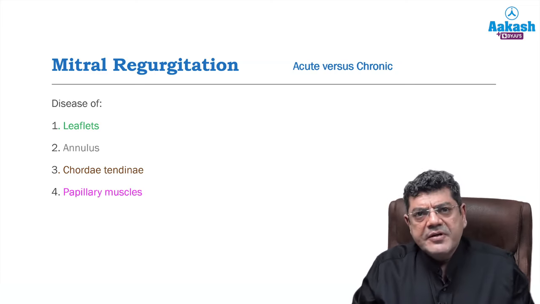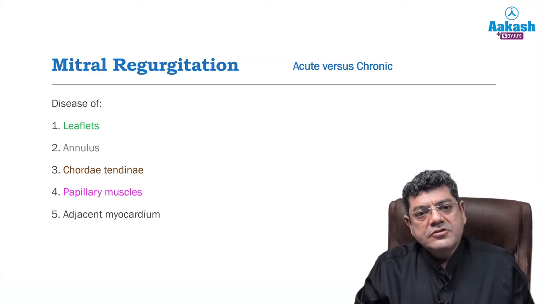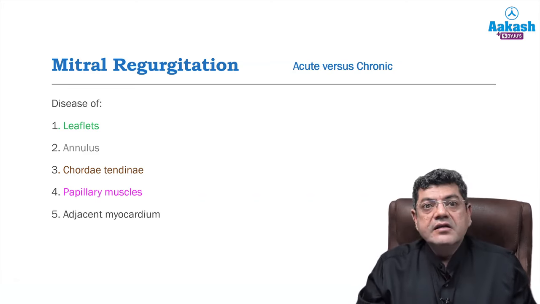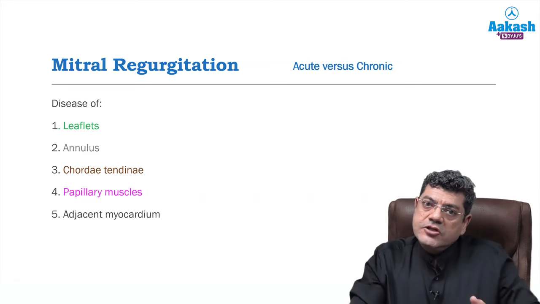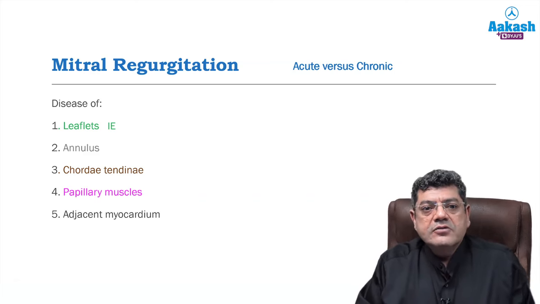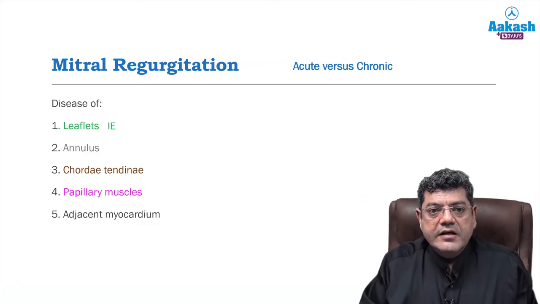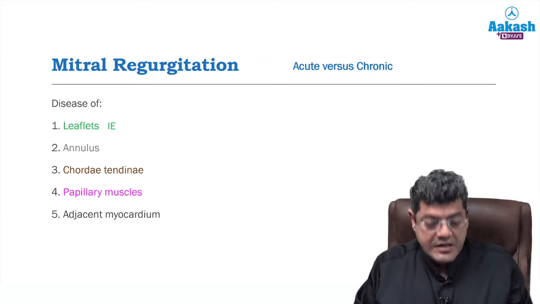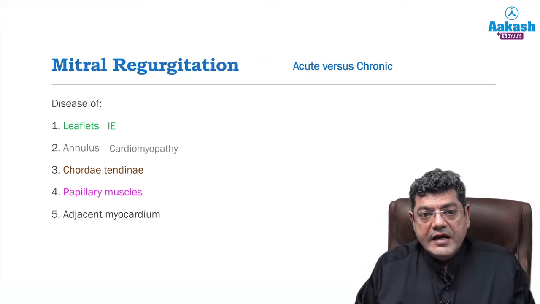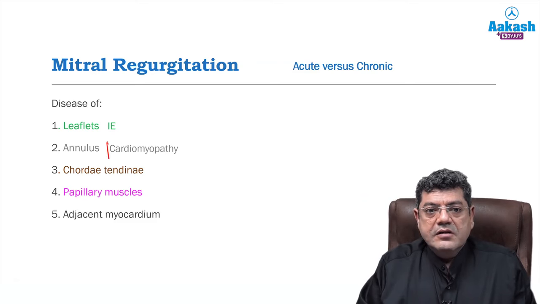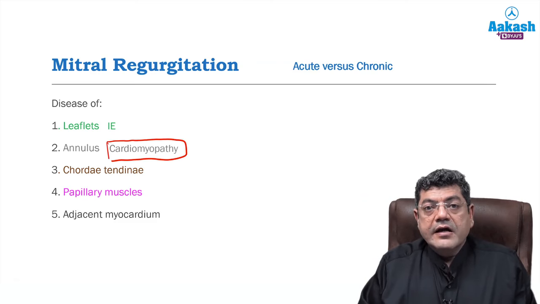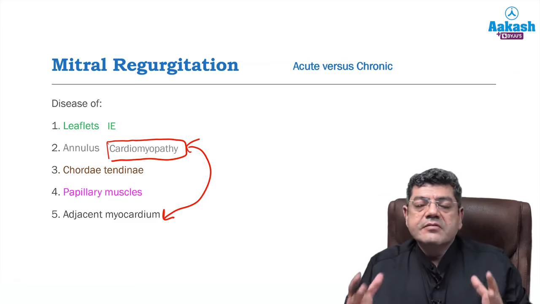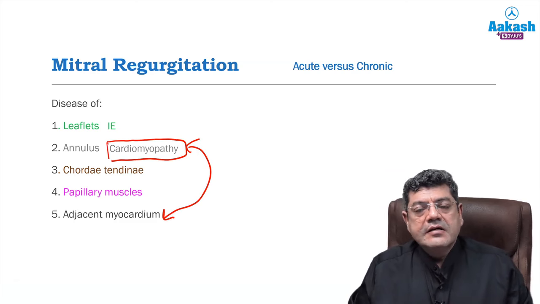It can be because of papillary muscles, because that's what the chordae are attached to, and it can be because of the adjacent myocardium. Now let's look at the disease examples where each of those components can get involved. So infective endocarditis can either perforate the leaflets or destroy the leaflets completely. Disease of the annulus, for example, cardiomyopathy. And cardiomyopathy is also an example of disease affecting the adjacent myocardium and causing MR.